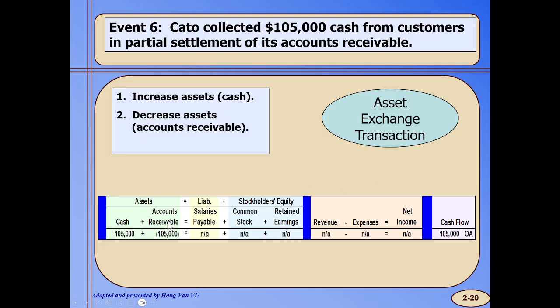Here is the effect of this transaction on the financial statement model. Notice that this one affects the statement of cash flows, since the cash was collected as a part of this transaction.